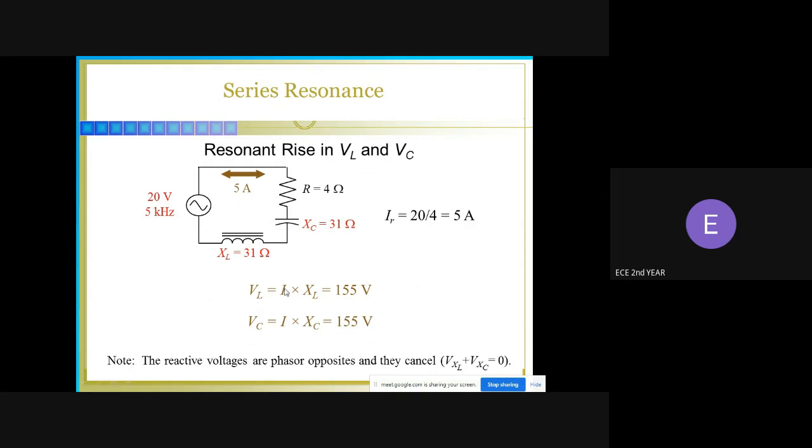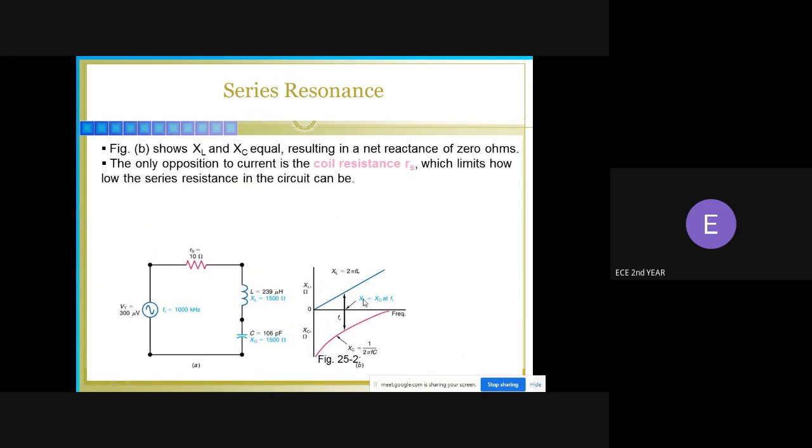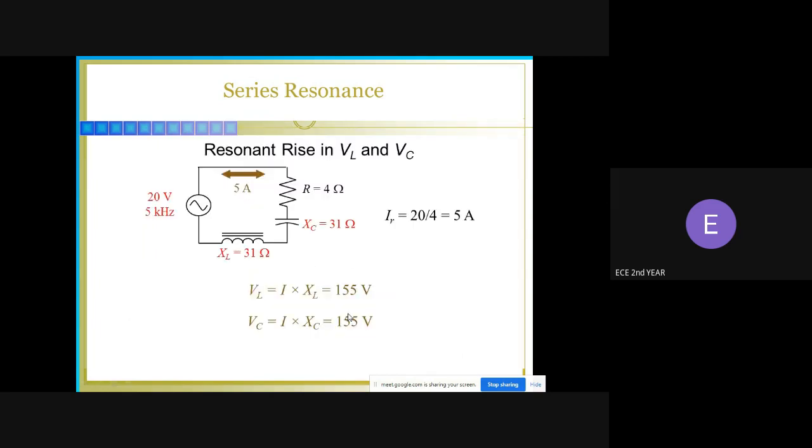So VL equals I into XL, and we get 155 volt. The capacitor value is the same: VC equals I into XC, which is 155 volt. Note the reactive voltages are phasor opposites. Both values are in opposite directions, because XL is positive and XC is negative. So VL is 155 and VC is minus 155. Adding both, plus and minus, is equal to 0.